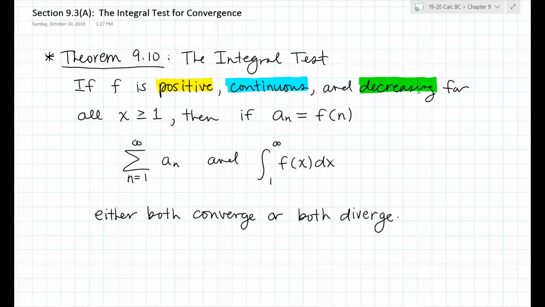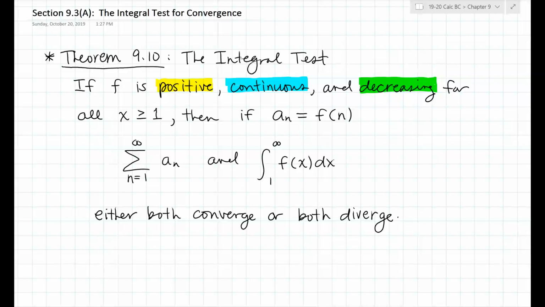And if those three things are true, then we can check for the convergence of the series by checking to see if the integral actually has an answer. And if the integral actually has a constant value, then we say it converges. And if the integral converges, then the series will converge. But if the integral diverges, then the series will diverge. So let me show you maybe 2 or 3 examples on this.